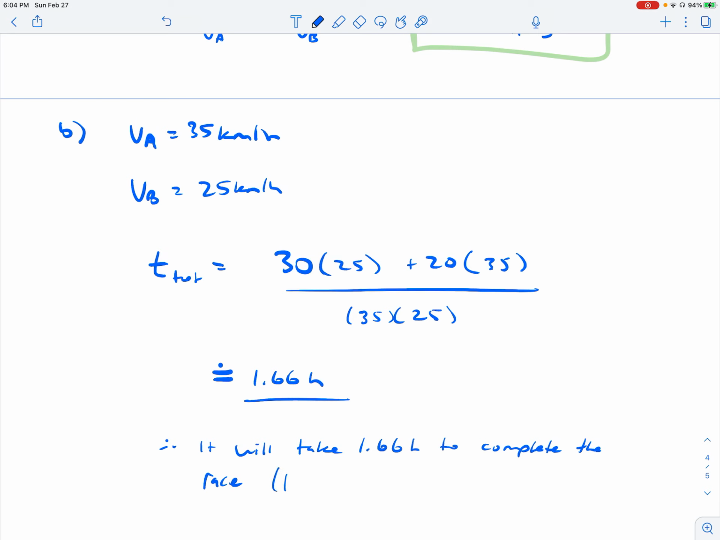This is actually the fastest time, right? You'd probably add that in there.